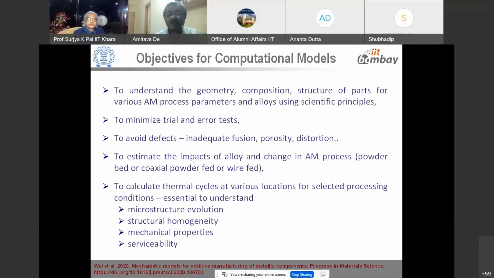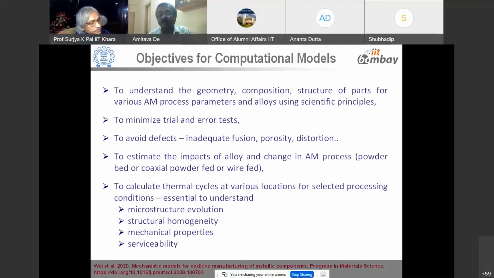So what are the typical objectives for computational models when we try to build them for especially additive manufacturing processes? Understand geometry, composition, structure of parts. Of course, they are not a complete replacement of experiments. These are only to minimize the trial and error tests so that we don't have to go for a large area of testing, to avoid defects, so that we can reduce the amount of wastage, which would be very costly here. Estimate the impacts of alloy and change in AM process.